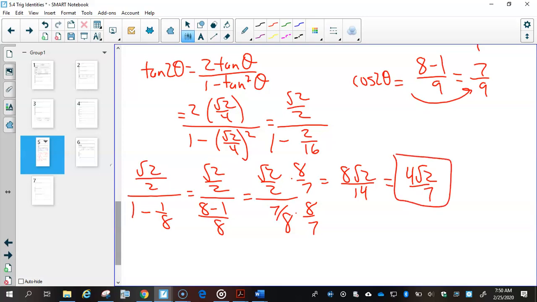So if you did sine over cosine, you should have still gotten 4 root 2 over 7, depending on how you did that. And if you chose to do a different cosine one, you should still get the same thing, as long as you're doing your math correctly. What questions do we have about this process? How did you go from 1/8 to 1/8 minus 1?